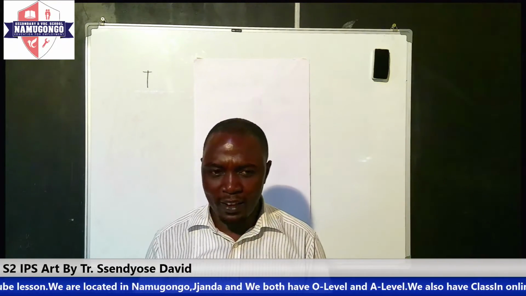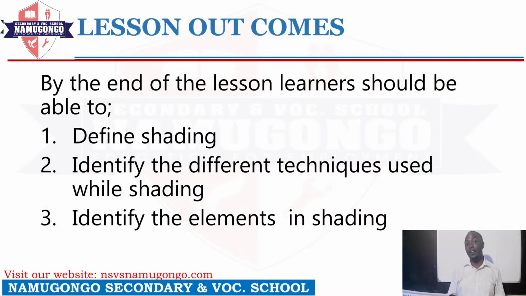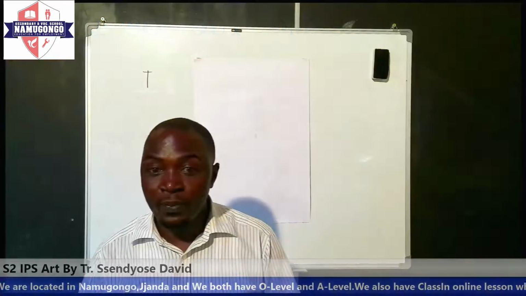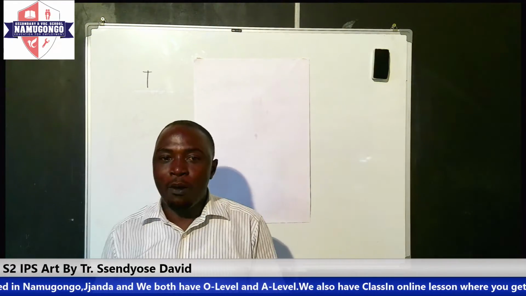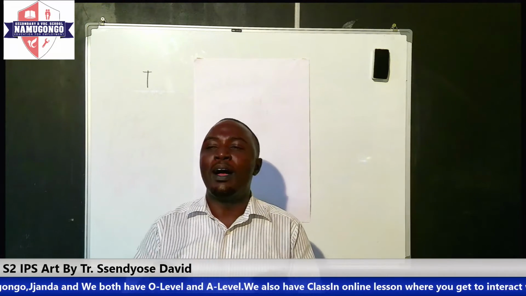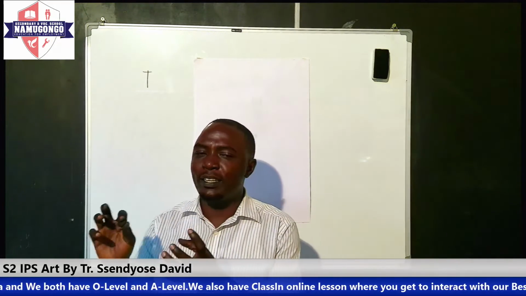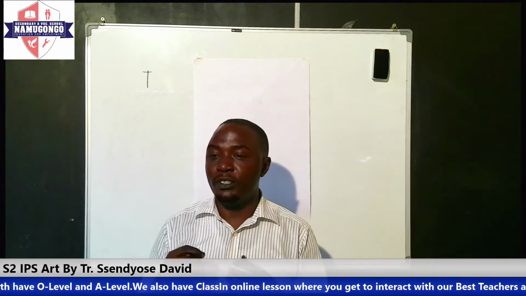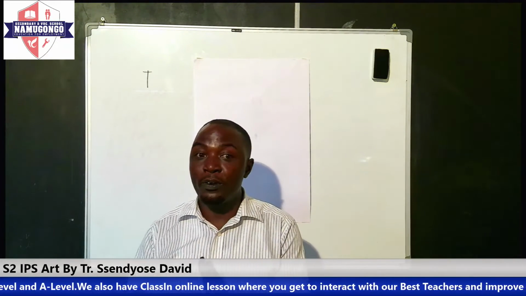So, allow me to take you through some of the objectives that we want to achieve by the end of this lesson. I want us to be in position to define the term shading as used in art and craft. Then secondly, I want us to be in position to identify the different techniques used while shading. Then I also want us to be in position to identify some of the elements used in shading. Then lastly, I want us to be in position to identify the importances of shading in either drawing or painting.